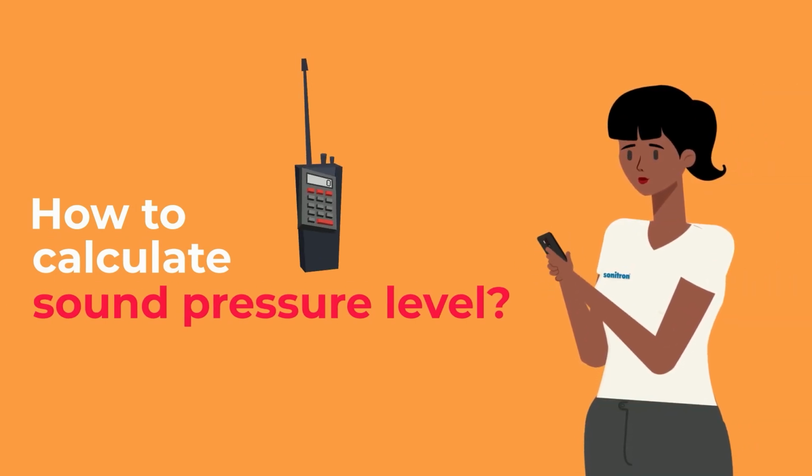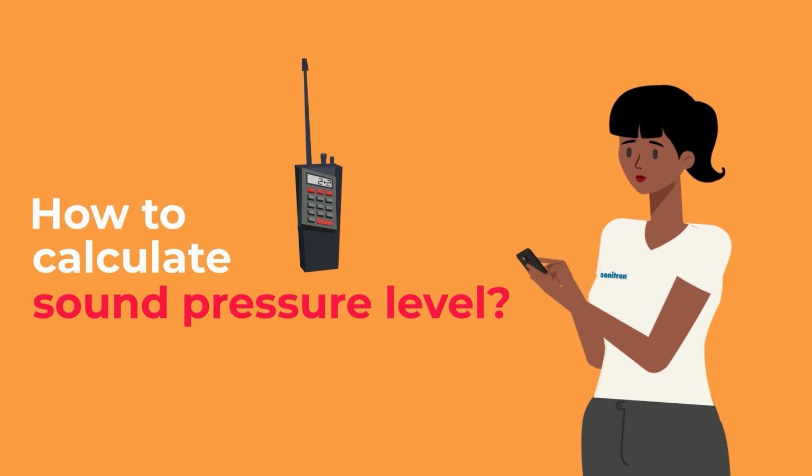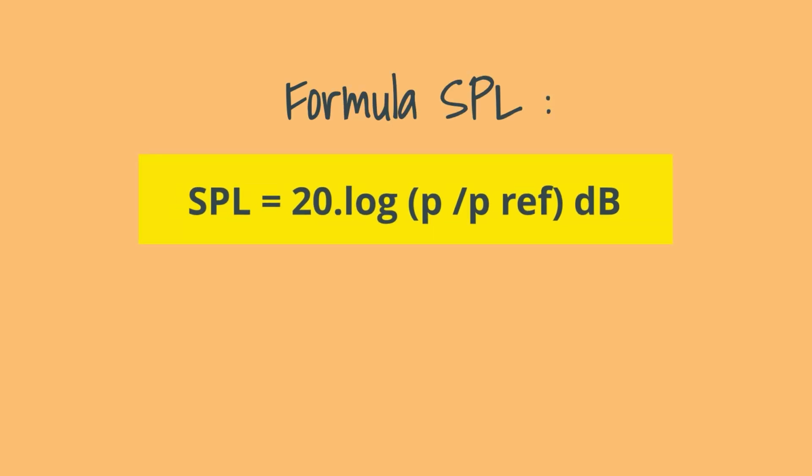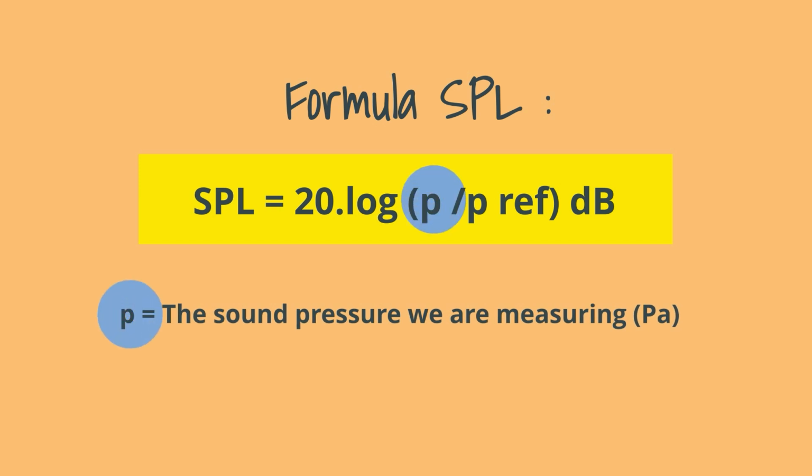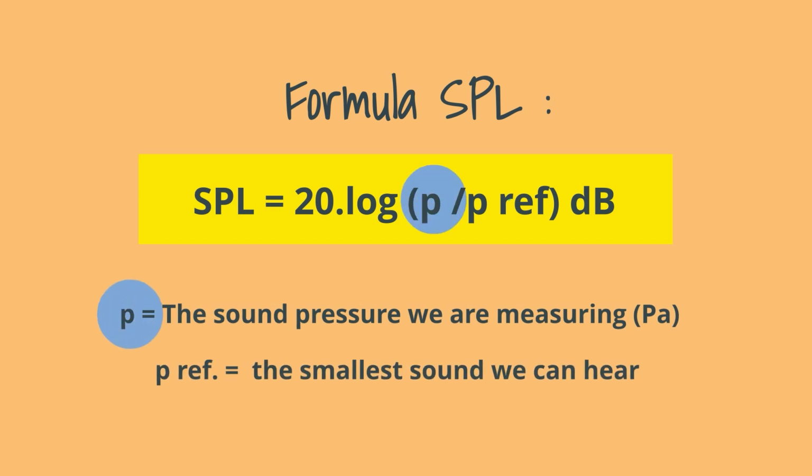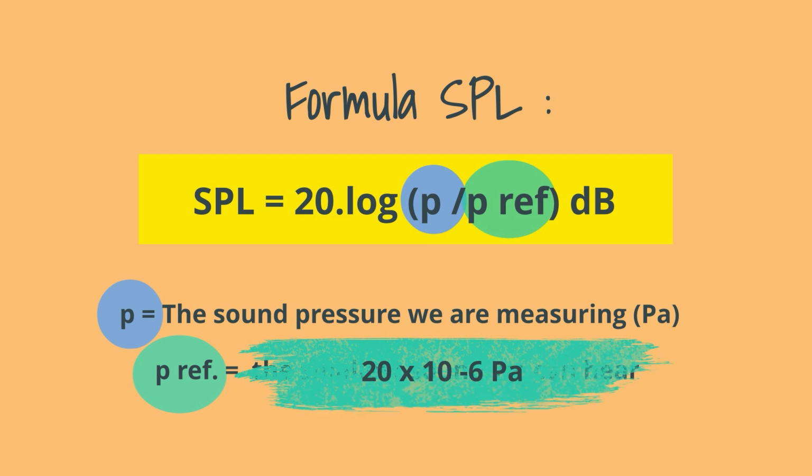SPL helps us measure how loud a sound is at a given point. We calculate SPL using this formula, where P is the measured sound pressure and Pref is the reference sound pressure, usually set at 20 micropascals for air, which is the human threshold.